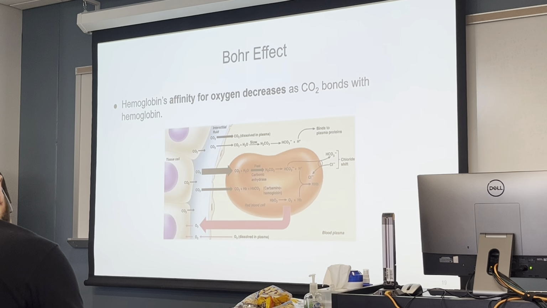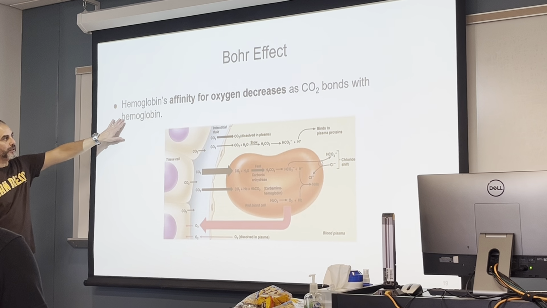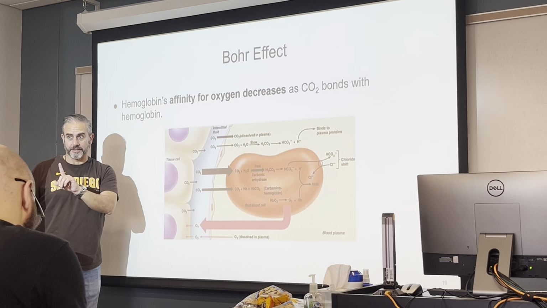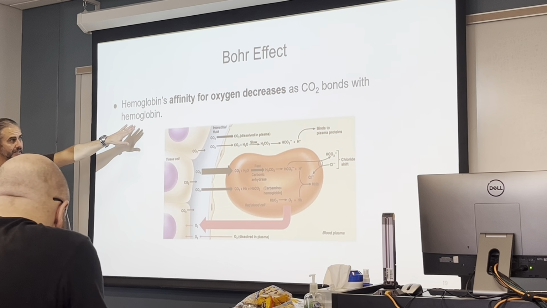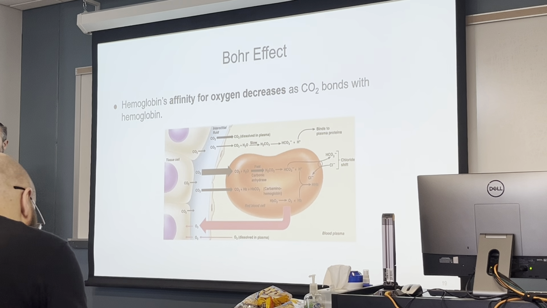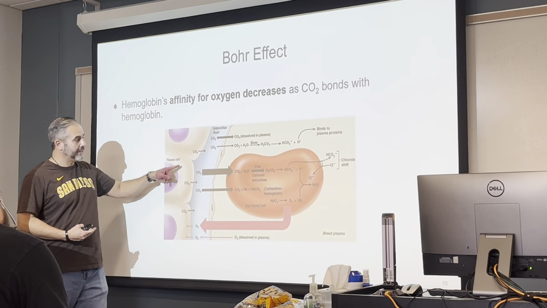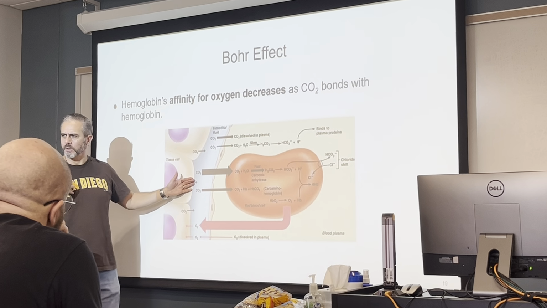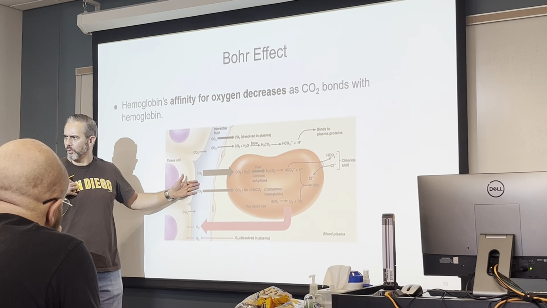So the Bohr effect is this. Hemoglobin's affinity for oxygen will decrease as carbon dioxide binds with the hemoglobin. So, what that means, the more hemoglobin that leaves the tissue, and again, what would cause my tissues to produce more CO2?